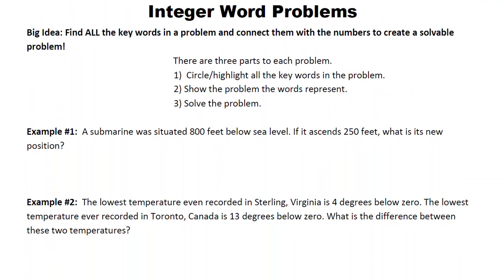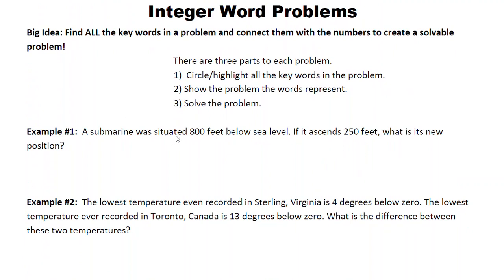All right, so let's look at the next page where we actually start talking about word problems. So the big idea for this is to find all the key words in the problem and then connect them with the numbers to create a solvable problem. So just like we did with fractions, we're going to read the whole problem first. Then we're going to identify the key words and write a roadmap for how we're going to solve this problem. So we have 4 examples to go through.